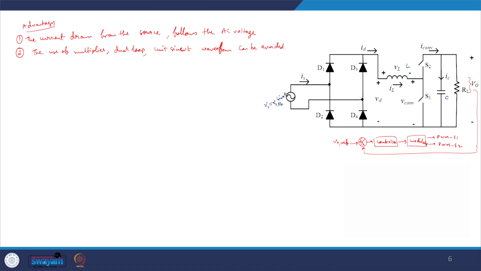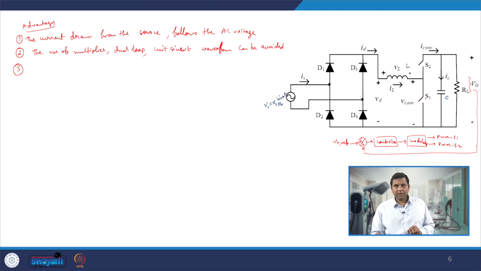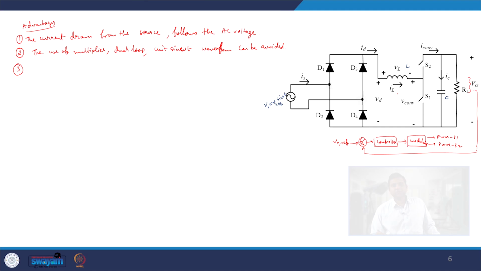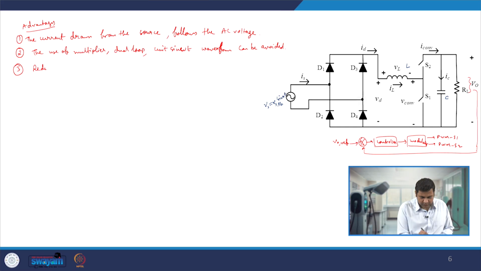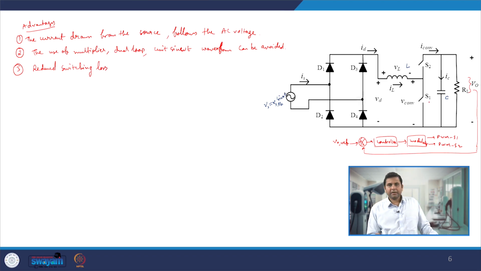Okay. Also one more advantage you will get, see if you look very carefully at every instance of time, whenever S1 is on and whenever S2 is turning off, at that time the IL current is 0. So that means you will also have reduced switching losses, because whenever you are turning on S1, it is turning on with 0 current, and whenever S2 is turning off, it is turning off with 0 current.